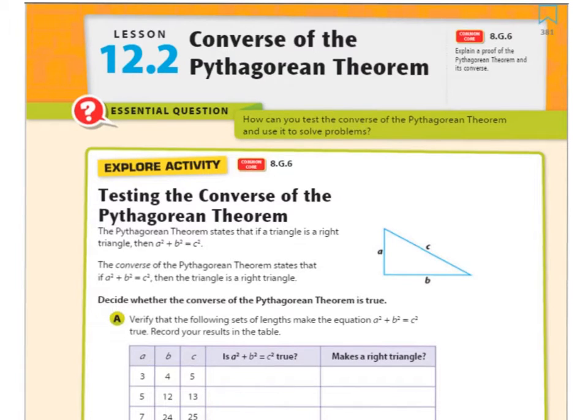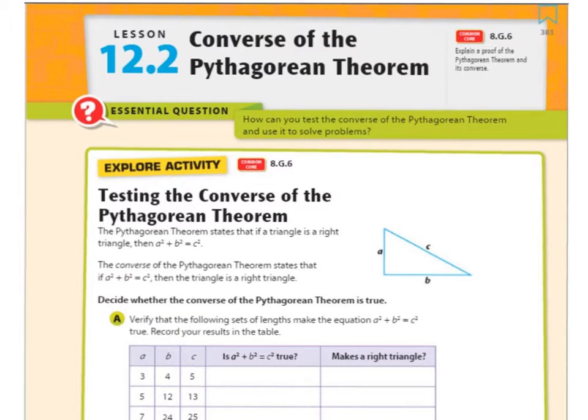Alright, Math 8 students, we are starting lesson 12.2, the converse of the Pythagorean theorem. We started a little bit of this in class today, so we're continuing by looking at our explore activities and our examples and completing these your turn questions. Let's take a look at our essential question here. How can you test the converse of the Pythagorean theorem and use it to solve problems?